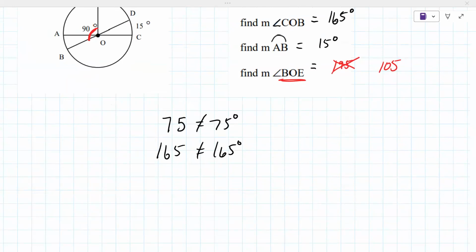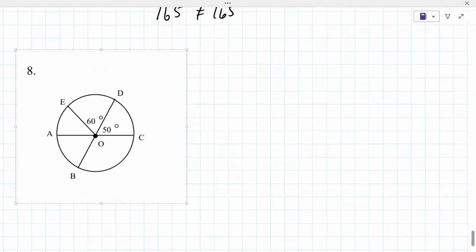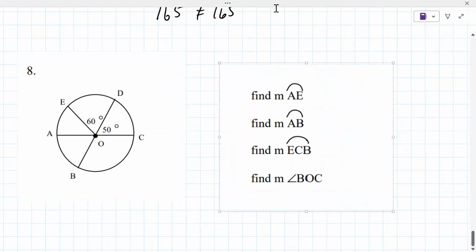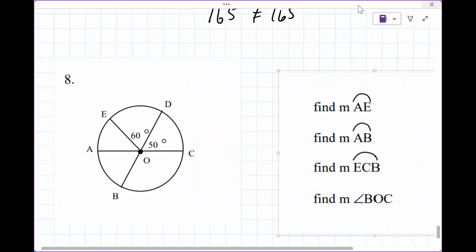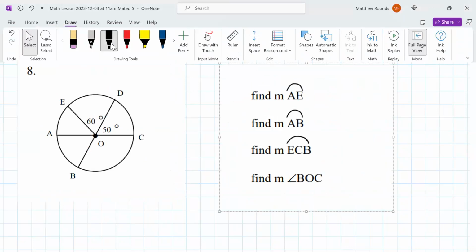Sorry, I didn't have it ready. There we go. Go ahead and let me get that screen reoriented. All right, go ahead and take a look at these and let me know what you come up with.